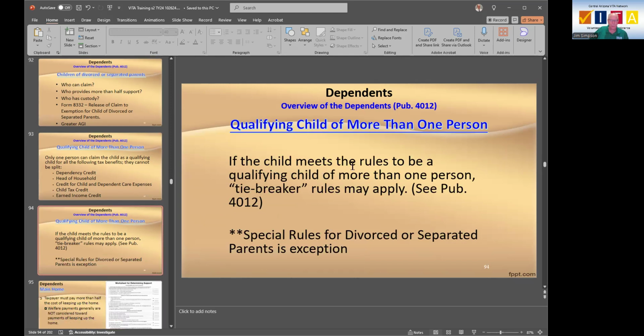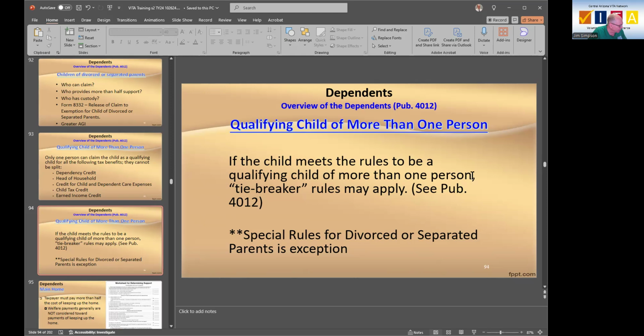Well, if the child meets the rules to be the qualifying child of more than one person. Now, I was using the example of two divorced people, but it could be different. In fact, one of the scenarios in the test talks about grandma, mom, and child who all live in the same house, right? Who gets to claim them? And when you start trying to apply all the rules, it looks like it could be either mom or grandma. And so now you've got to go to the tiebreaker rules.